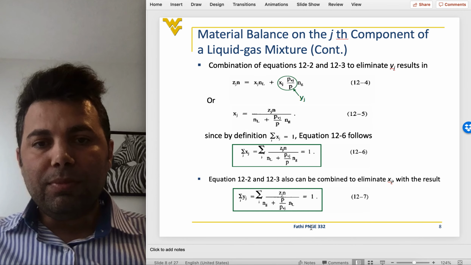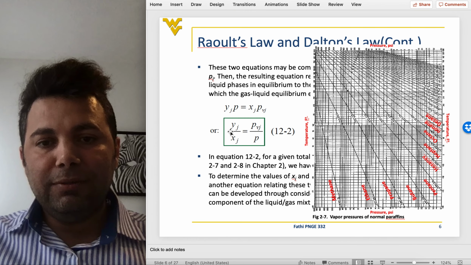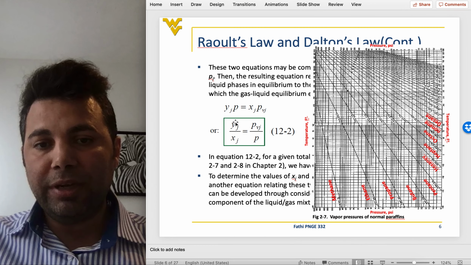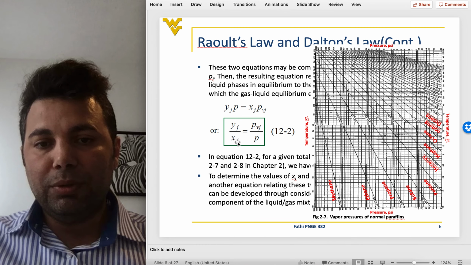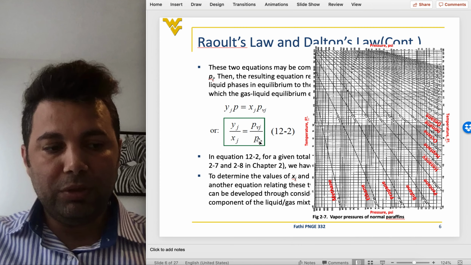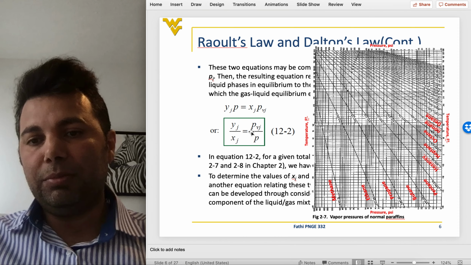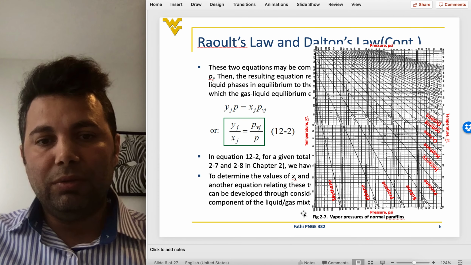So how am I going to do that? Here I learned that Yj is equal to Xj times PVJ over P. I can write Yj, the mole fraction of component J in the gas, to be equal to the mole fraction of the component in the liquid times PVJ over P. Or I can write it the other way around: Xj is equal to Yj times P divided by PVJ. So I can substitute either Xj or Yj using equation 12.2.